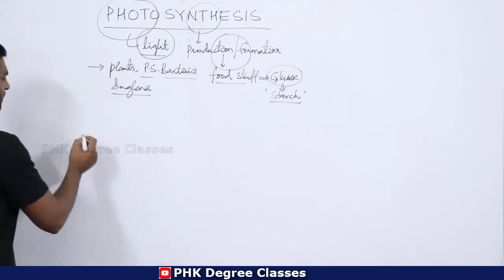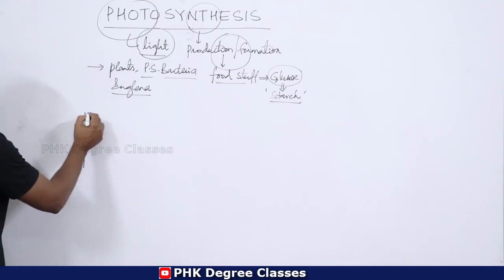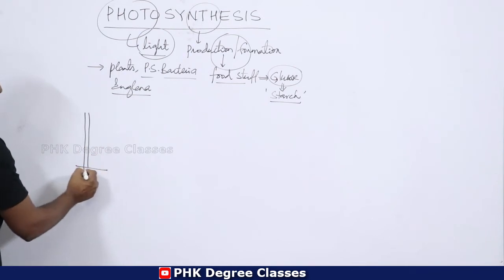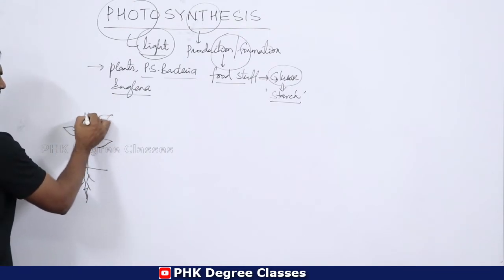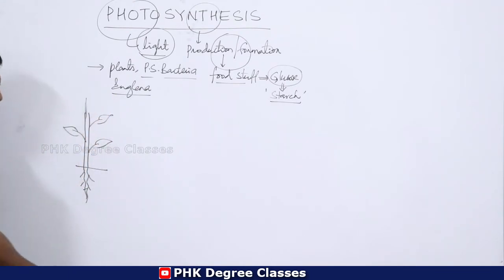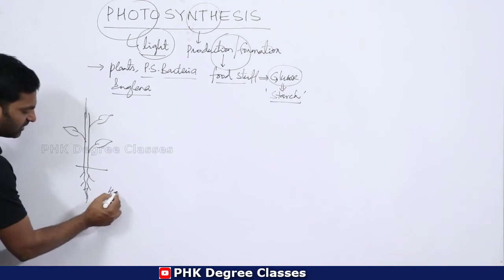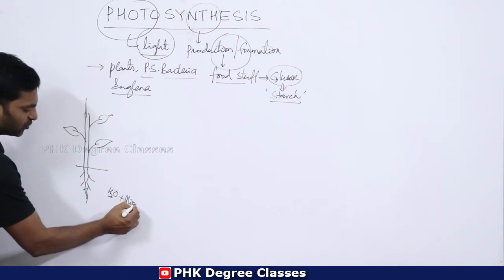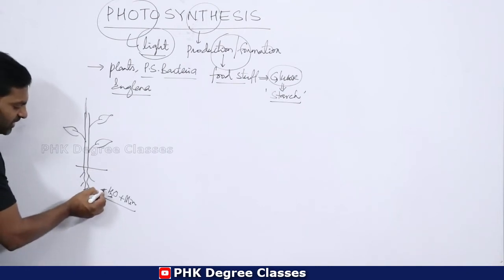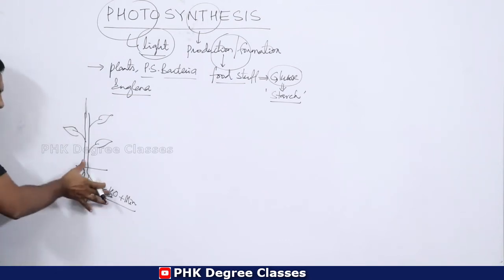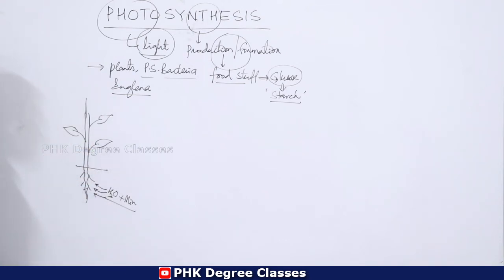Just have a look. This is the plant, and these are the leaves of the plant. There are water and minerals in the soil. These water and minerals are absorbed by the roots of the plant. So roots absorb the water from the soil.